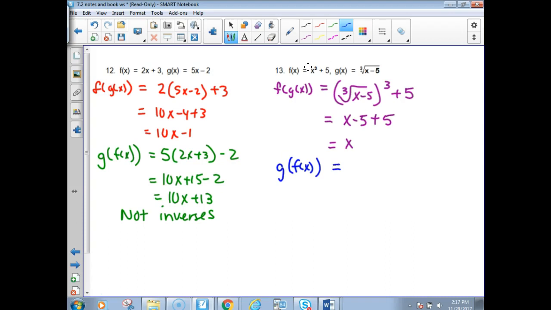The g of f of x, I'm going to put the f function into the g function, so I have to do the cube root of, replace the x with x cubed plus 5, and then you've got minus 5 in there. Well, that gives me the cube root of x cubed, which is x. So these are inverse functions, because we got x when we did both composites.